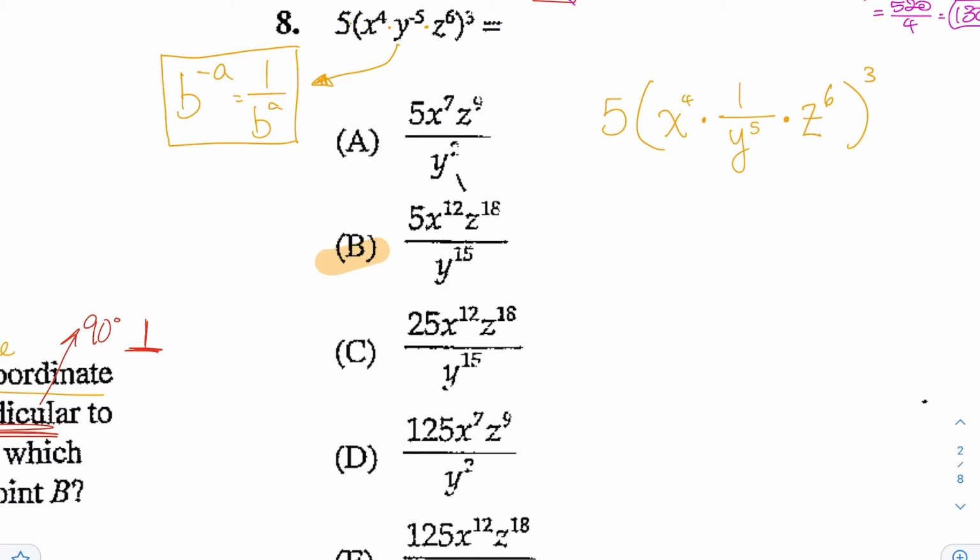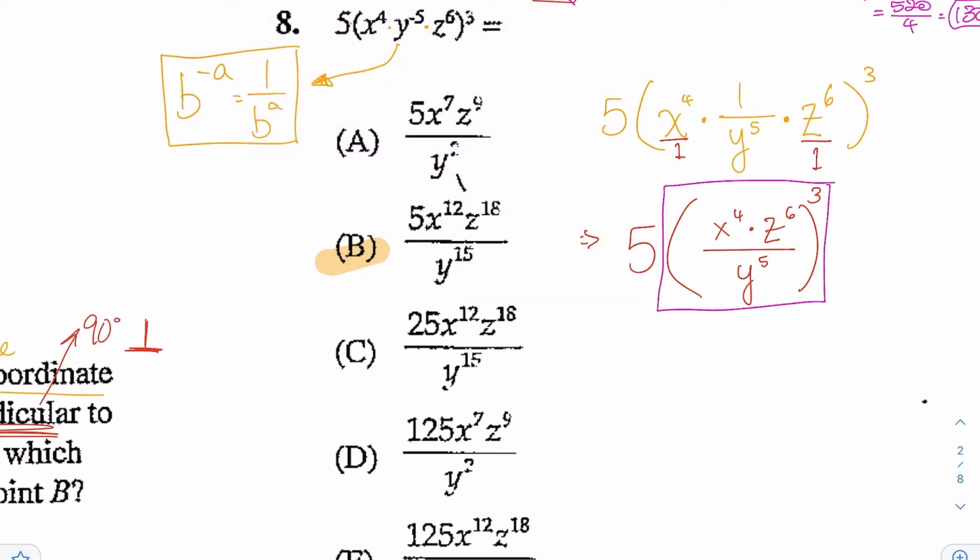Now, the other two exponents here don't have a denominator, so you can put them over 1. So you can just rewrite this as 5 times parentheses x to the 4th times z to the 6th divided by y to the 5th, and this is being raised to the third power. Now, you're going to have to do that part first. Right? You have to do exponents before you multiply by the 5 outside. So multiplication happens after exponents. Remember, please excuse my dear Aunt Sally.